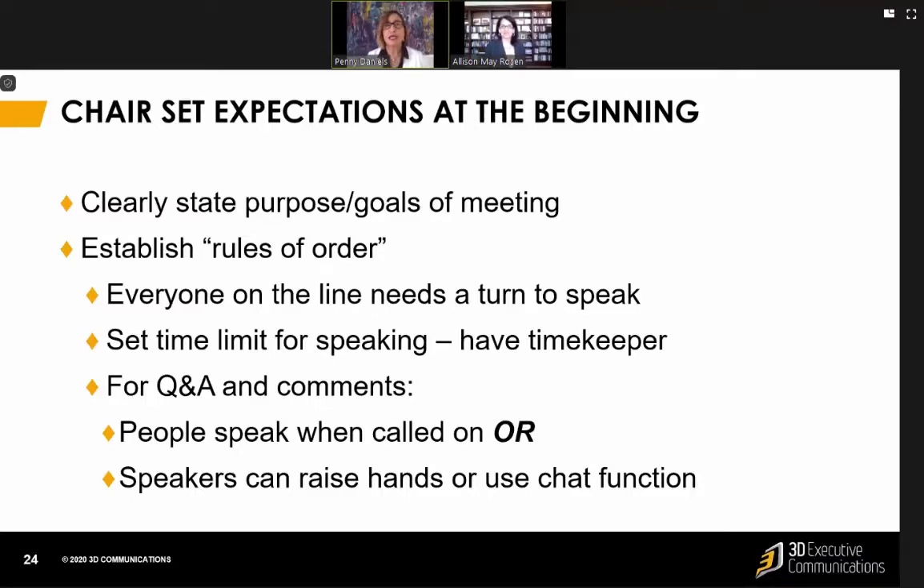And then for Q&A, or when people want to jump in with comments, they can speak when called on in the regular order, or they can raise their hands or use the chat function. Now, the latter is a little bit more difficult to handle because then you've got to worry about, have you had time for the people who haven't gone yet to go? Are we leaving enough time for them? So it's really tough to manage, but you just make a decision, stick with it, and do the best you can to make sure that everyone has a chance to speak and speak equally.